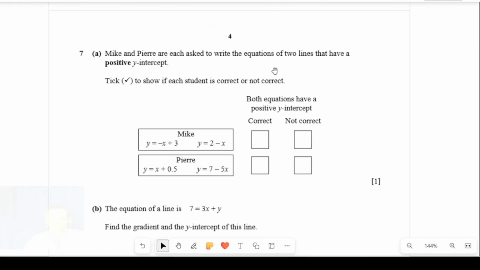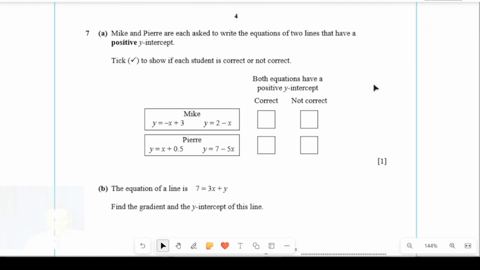So let's go to the next question. Question 7. Mark and Pierre were each asked to write the equation of two lines that have a positive intercept. Two lines that have a positive intercept. So first of all, let's have a sketch of the line. Let's have a sketch of the line here.